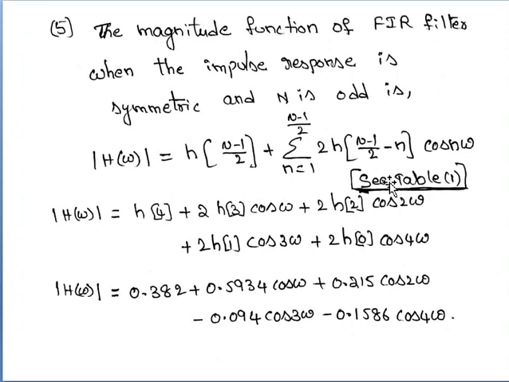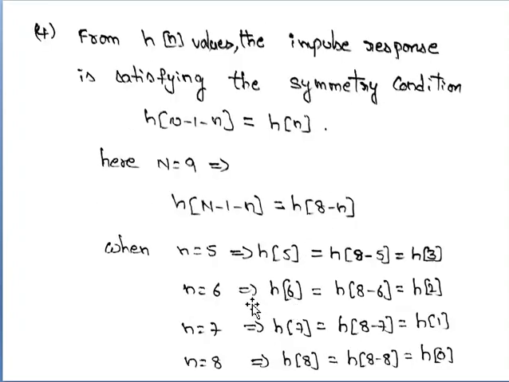So now I am substituting here. N is equal to 5, 6, 7, 8. H of 5, h of 6, h of 7, h of 8. H of 5 is nothing but, from this formula, h of 3, h of 6 is h of 2, h of 7 is h of 1, h of 8 is h of 0. So now here it follows the symmetry condition.